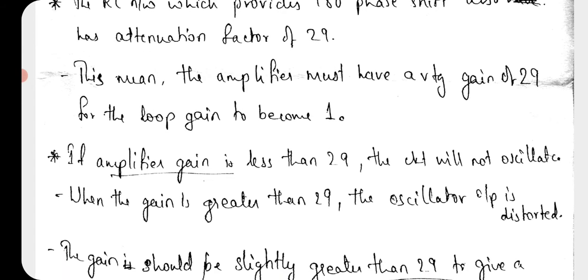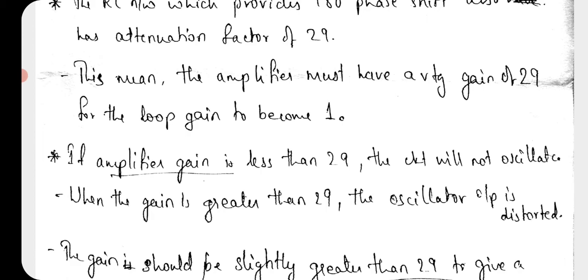So if the amplifier gain is less than 29, see there, the circuit will not oscillate. Why will it not oscillate? Because attenuation will become more than gain. So if gain is not equal to 1 or above 1, there won't be any oscillations.